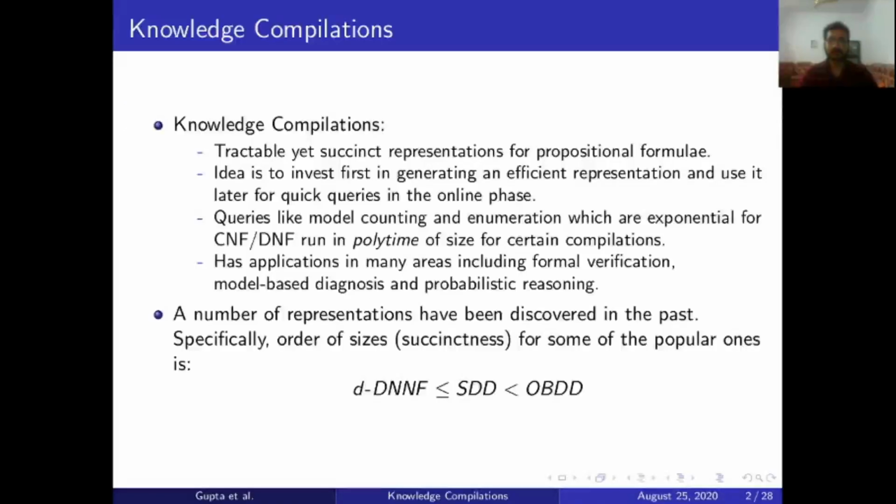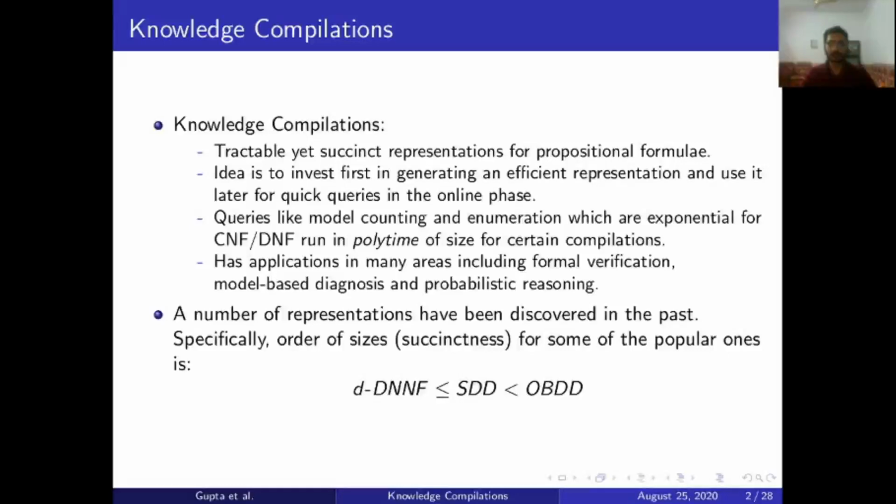So let's first talk about knowledge compilations. Knowledge compilations are tractable yet succinct representations for propositional formulae. The idea here is to first generate an efficient compilation for a given formula and then use it later to answer queries quickly in an online fashion. For example, queries can be model counting or enumeration, which are exponential in the original CNF or DNF, but they run in poly time in the size of the compilation.